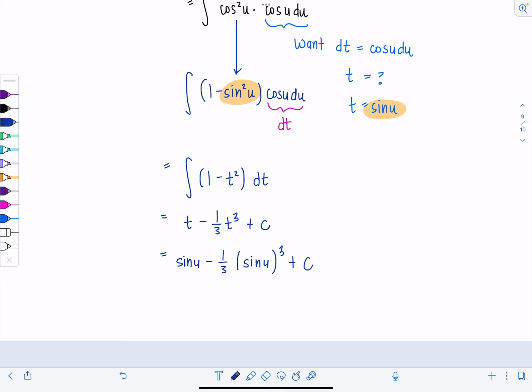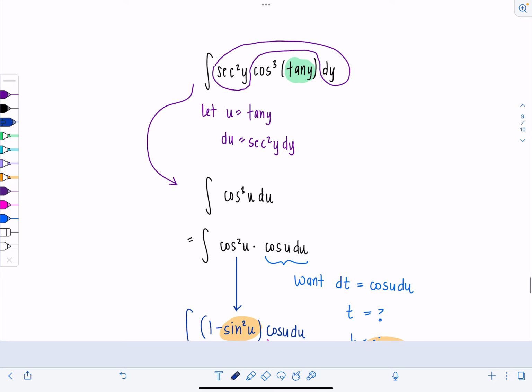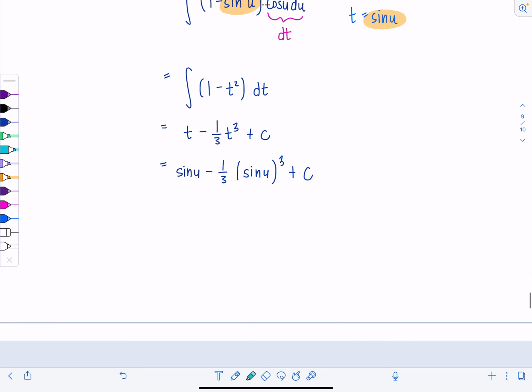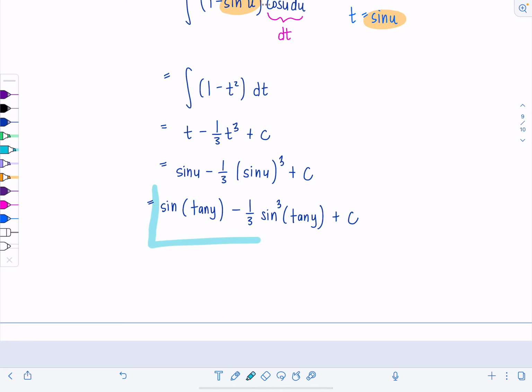Should we box it? No, no, no. Remember, our original integral was in terms of y. So u is tangent of y. I've got to go replace all the u's with tangent of y. So this is sine of tangent of y minus 1/3 times sine of tangent of y cubed. If you want to use the abbreviation again and put the cube there so you don't have another set of parentheses, up to you. Live your best life. Plus c.